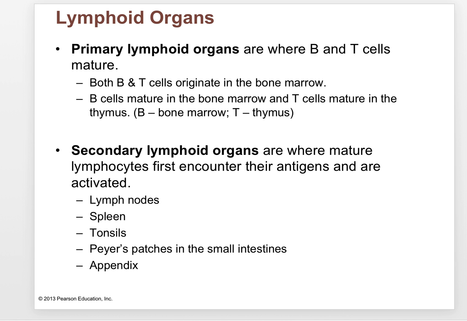And the place they encounter their antigens are in the secondary lymphoid organs. That could be a lymph node, could be the spleen, could be the tonsils, could be the appendix, or in areas of the small intestine called the Peyer's patches. All these are areas where, like battlegrounds, the lymphocytes can encounter their antigen and mount an immune response.